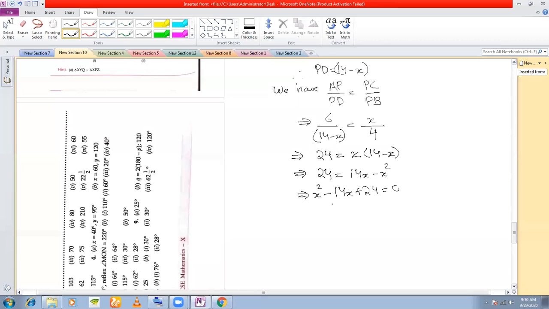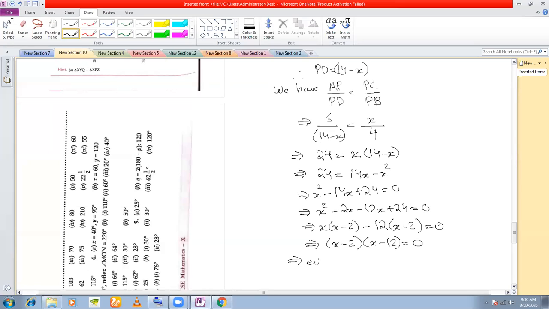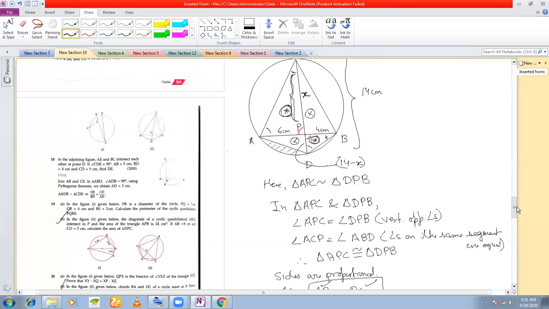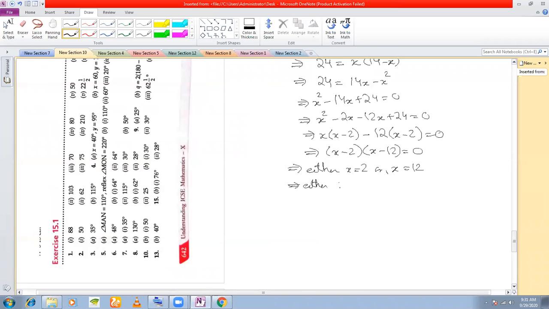So what are the factors? 2 and 12. So x square minus 2x minus 12x plus 24 is equal to 0. This gives you x into x minus 2 minus 12 into x minus 2 is equal to 0. So that means x minus 2 into x minus 12 is equal to 0. That means either x is equal to 2 or x is equal to 12. What is the length x? X is PC. So either PC is equal to 2 or PC is equal to 12.